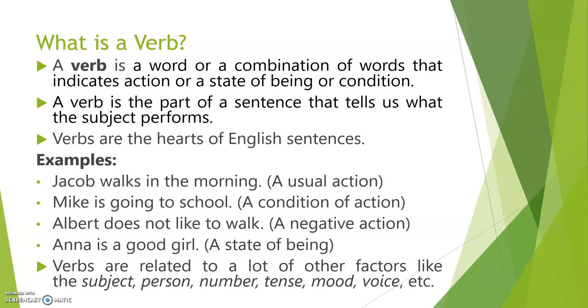Let's look at the examples. Jacob walks in the morning. Mike is going to school. Albert does not like to walk. Anna is a good girl. In all these sentences, we could see that an action is taking place. Verbs are related to a number of other factors also. They are subject, person, number, tense, mood, voice, etc.